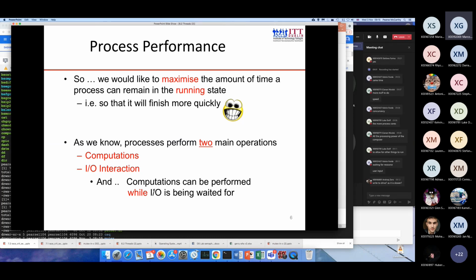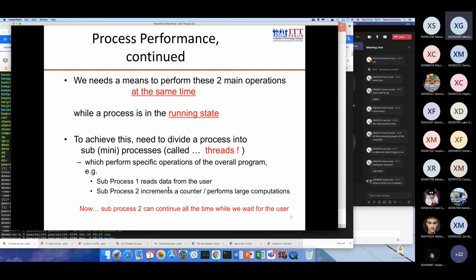Computations can be performed while we're waiting for the I/O because if a process is in the waiting state, then some other process is going to be allowed to run. So if we multi-thread it and one of our threads is waiting, another one of our threads could be running. Okay, that's basically all it's trying to say. So if we can do the two of them at the same time, we need to divide the process into threads.